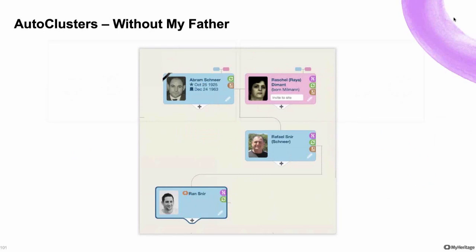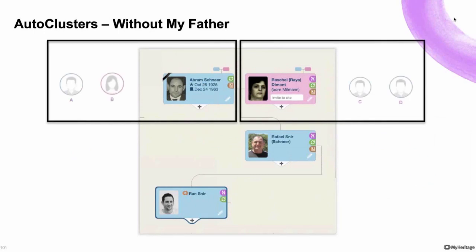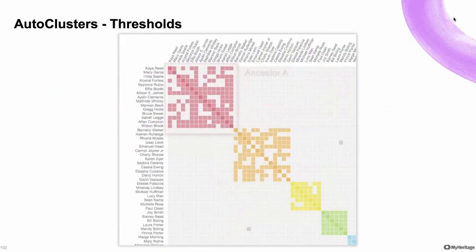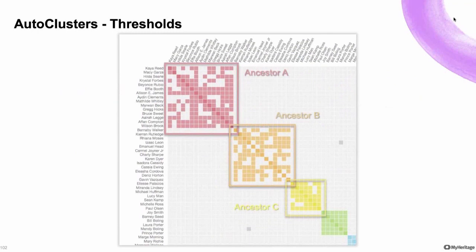But maybe if I left my dad outside of the equation and looked only at the grandparents level, maybe I could have said that A, B are related from one grandparent, and C and D from another grandparent. And this is what it actually does. It breaks those DNA matches into groups of people who maybe are related from different ancestors because they're not matching with the other people, and we can put them into separate groups and indicate that they're coming from different ancestors.